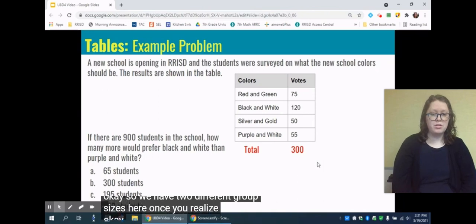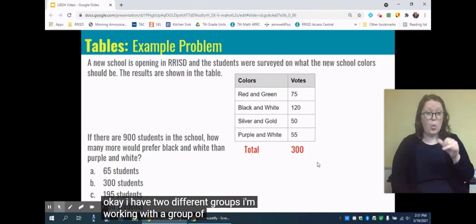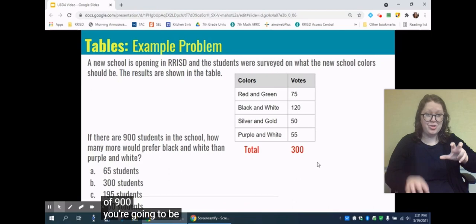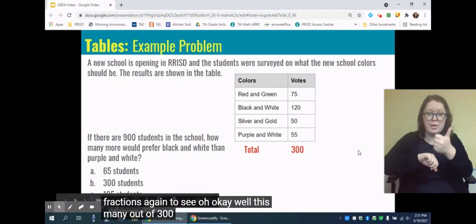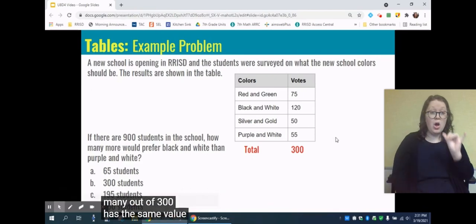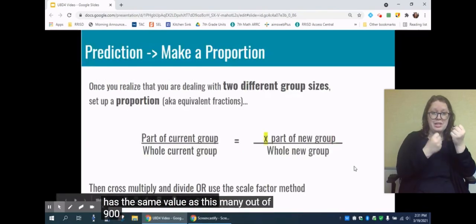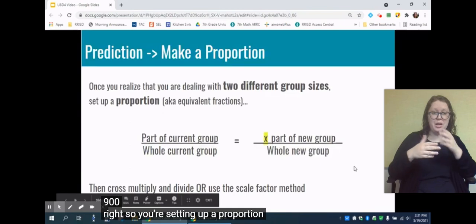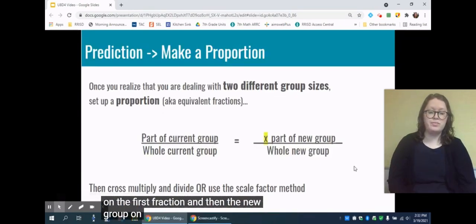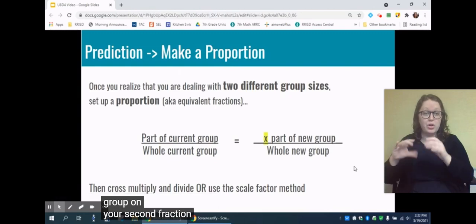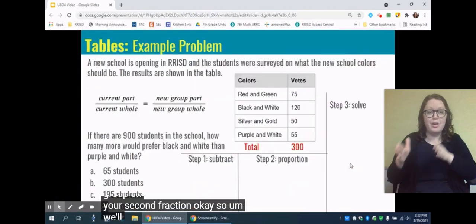Once you realize you have two different groups you're working with, a group of 300 and a group of 900, you're going to be setting up equivalent fractions again to see that this many out of 300 has the same value as this many out of 900. So you're setting up a proportion. You have your current group on the first fraction, and then the new group on your second fraction. So we'll go ahead and do that.